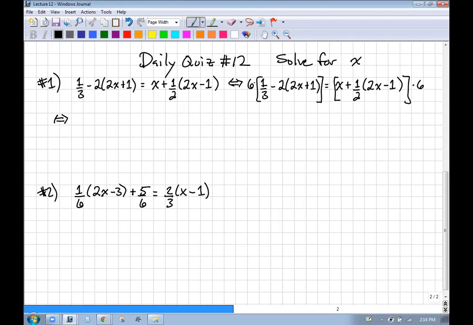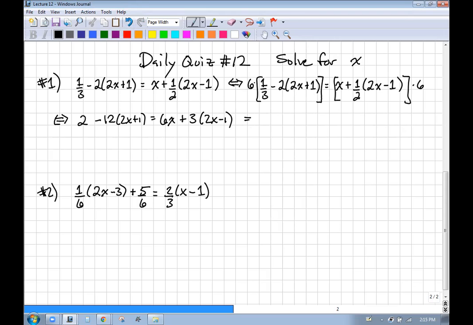Why 6? Because 3 and 2 both divide into 6. See, when I multiply 6 by 1/3, I get 2. And then the 6 times 2 gives me 12. I still got this thing. 6 times an x gives me 6x. 6 times 1/2 gives me 3. So no more fractions. Multiplied everything by 6.